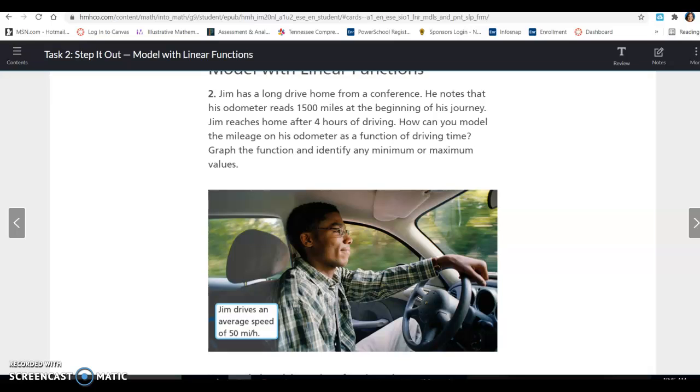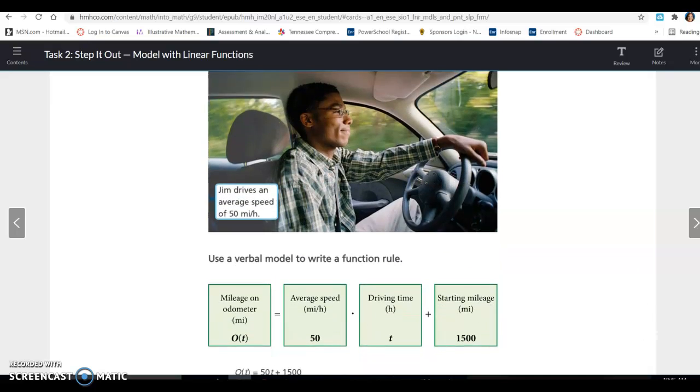All right, so Jim has a long drive home from a conference. He notes that his odometer reads 1,500 miles at the beginning of his journey. Jim reaches home after 4 hours of driving. How can you model the mileage on his odometer as a function of driving time? Graph the function and identify any minimum or maximum values.